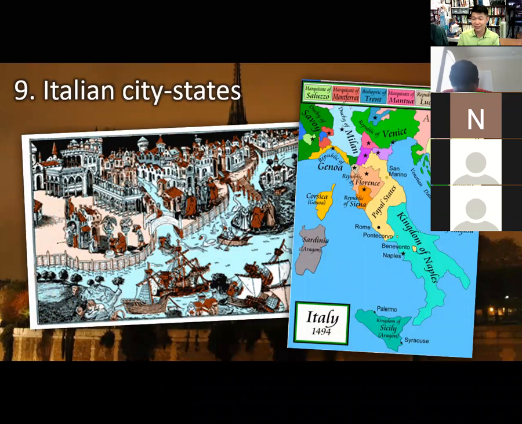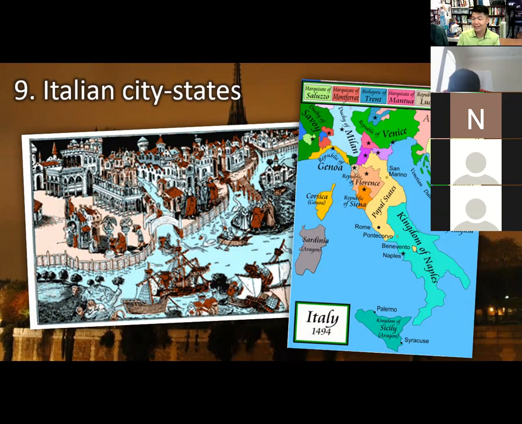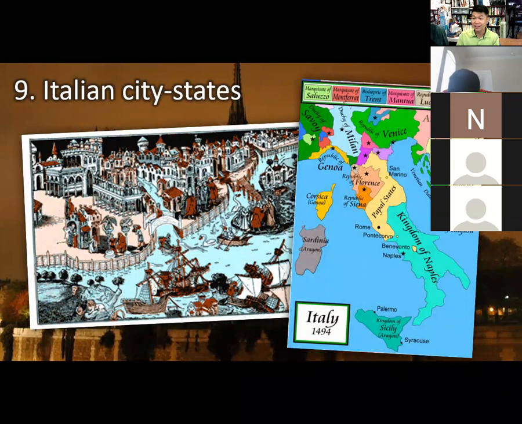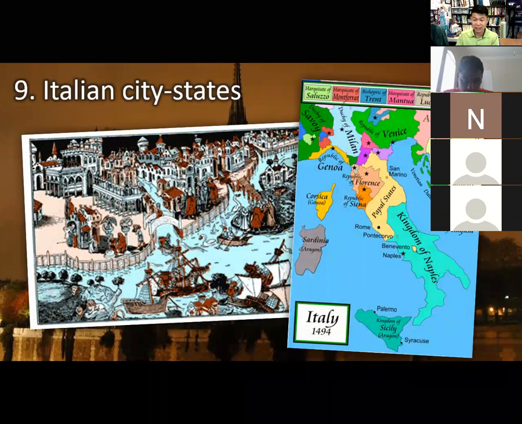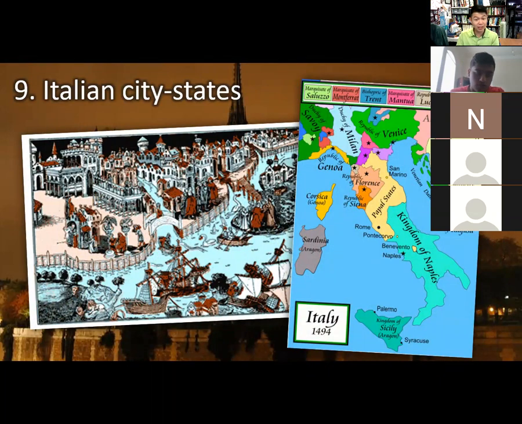Most of them are listed here. Many of them eventually will be conquered, but for now, Italian city-states will continue to be an influential force in the Mediterranean, but it's going to lose its key role later.